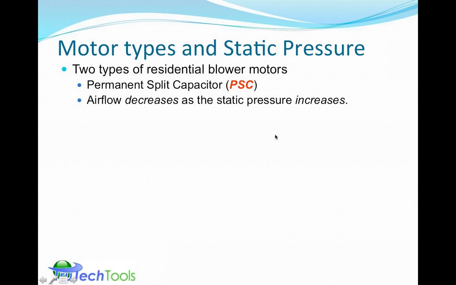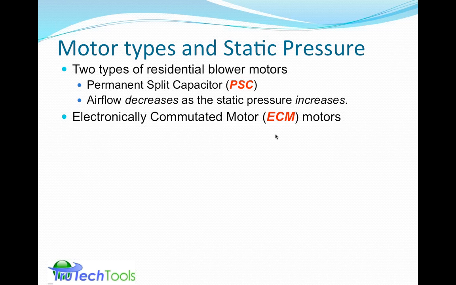We did talk about the difference in modern systems tend to have ECM motors for energy savings purposes. The traditional type of blower motors are permanent split capacitor, and those have an impact of decreasing airflow as static pressure increases. Think of it kind of like your heart pump. Your heart pumping against higher and higher static pressures inside your body would actually get less flow as the blood pressure increases.